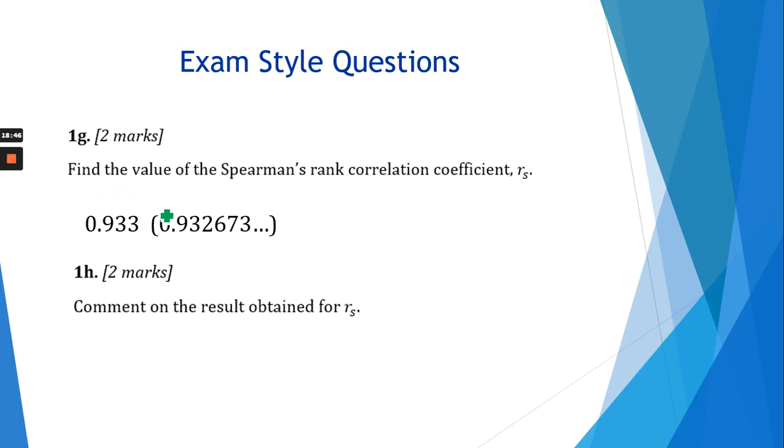So 0.933 correct to 3 significant figures. Just a reminder that the Spearman's rank is related to the rank, but the way we calculate is exactly the same. We put on the calculator and we find the linear regression, and we find the correlation coefficient R. But in this case, it's actually RS. Okay? So it's not the way that we calculate that changes, but the way that we create the table.